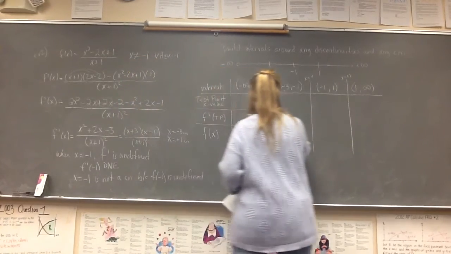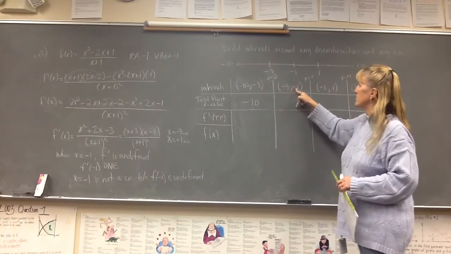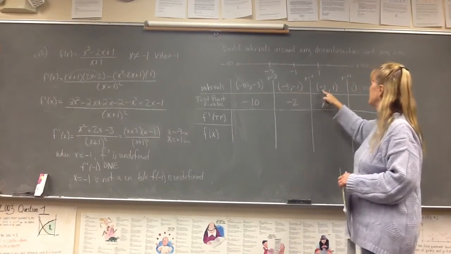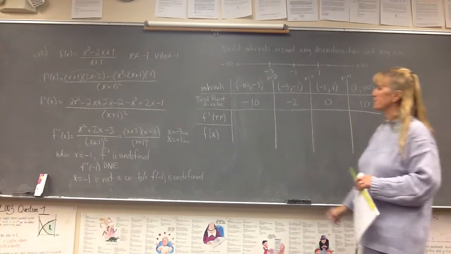All right, test points. Let's do this. Negative 10. Give me a number between negative 3 and negative 1. Negative 2, 0, 10. You okay there?